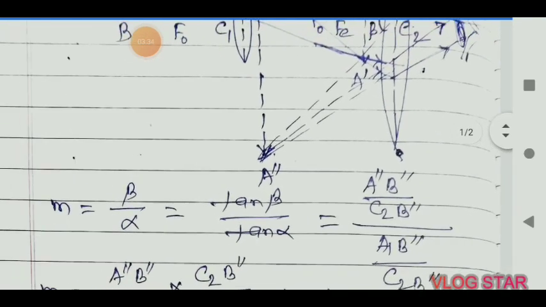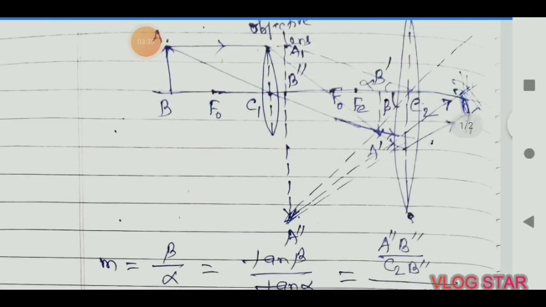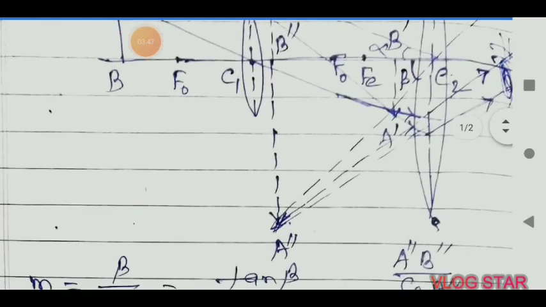Now what will be the magnification produced by this one? That is the angle subtended on the eyepiece to the angle subtended on the objective lens, that is beta by alpha. Beta we have marked here. See here, this is the angle beta that forms on our eye, because the eye is very close to the eyepiece. So the angle formed on the lens will be equal to the angle on the eye.